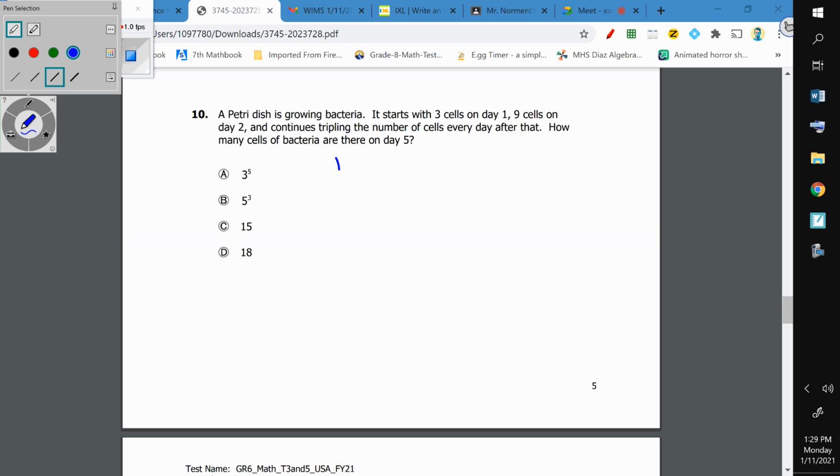So day 1, it has 3. Day 2, 1, 2, 3, 4, 5, 6, 7, 8, 9. It's tripling. So I did this times 3. Day 3, there's now not 3, not 9, but now, this will be easier for you to see, it's tripling. So on day 3, there's now 27. And they want to know on day 5. So then there's day 4, and then there's day 5. How many cells are there on day 5?